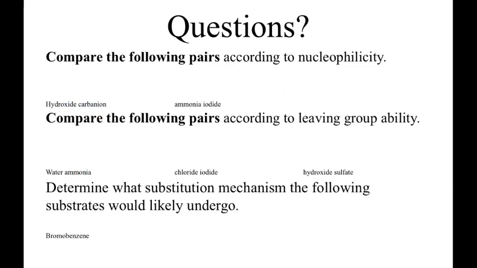So we're going to compare the following pairs according to nucleophilicity, so let's start with hydroxide. By the way, the names there are just for my sake, not for yours. I wouldn't expect you to know the names or draw these out. So if I compare hydroxide to a carbanion, in this case a methyl carbanion, which of these two would be the stronger nucleophile? Hydroxide, OH-, or CH3-, our carbanion?